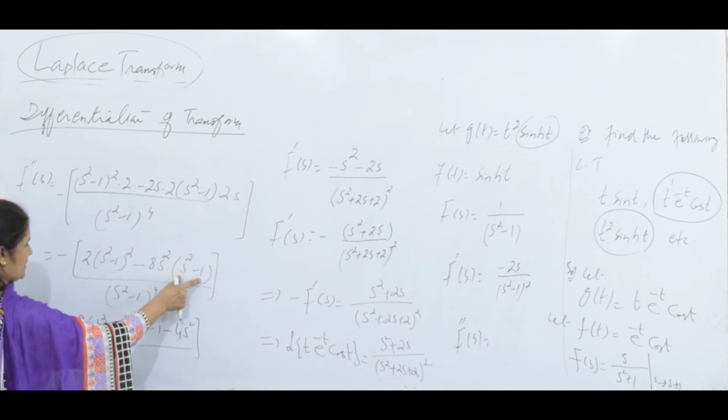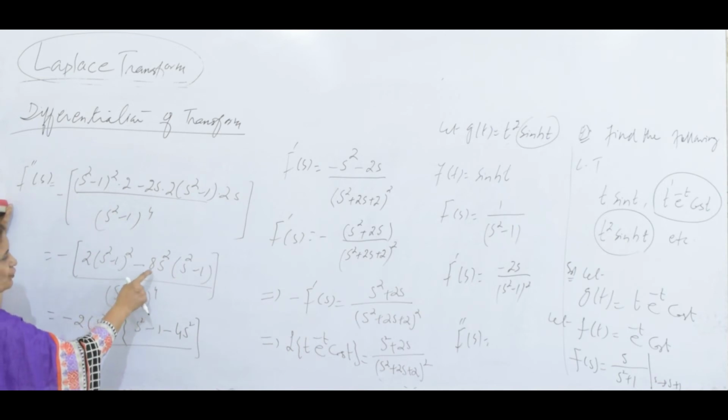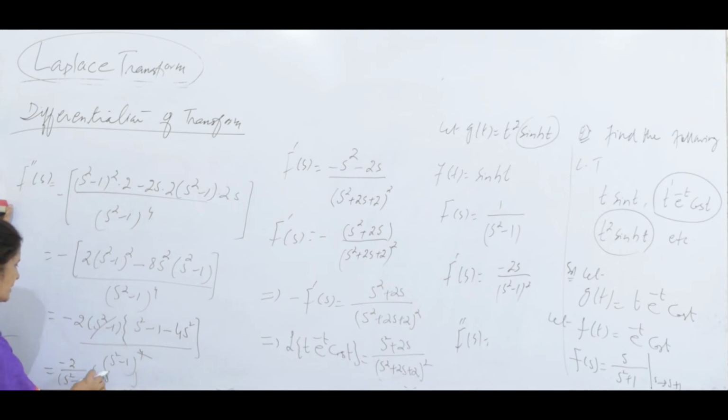Because s square minus 1 is taken out, 2 is taken out. So 4 is there and s square is there. So this is s square minus 1 whole 4. So this s square goes with 3. So minus 2 over s square minus 1 whole cube. And in between we are left with minus 3s square minus 1, which is f double dash.